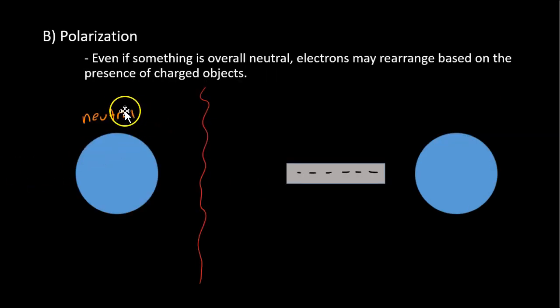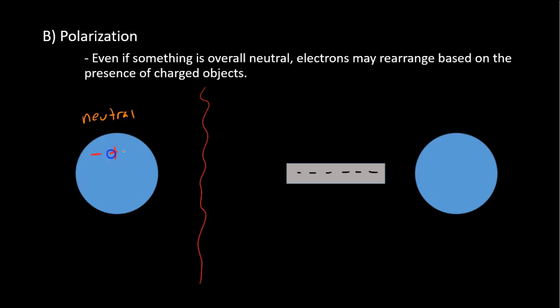First example of charging is known as polarization. Polarization actually has the object stay at the overall charge that it had to begin with. It's electrons rearranging themselves based on the presence of a charged object. So here I have a neutral object. Sometimes we'll show a neutral object with no pluses or minuses, implying that they're balanced.